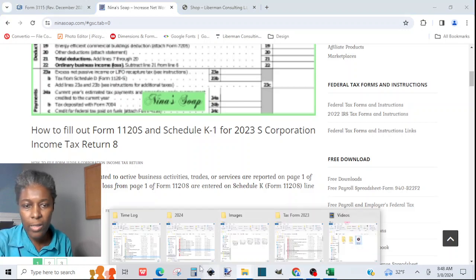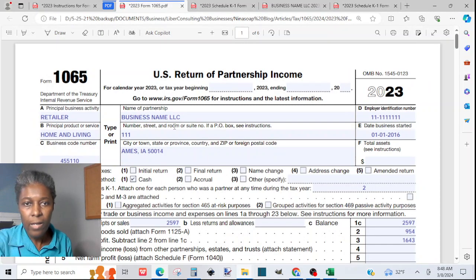Thank you very much. Just keep in mind that if you are using a calendar year for your business, the 1065 is due by March 15.